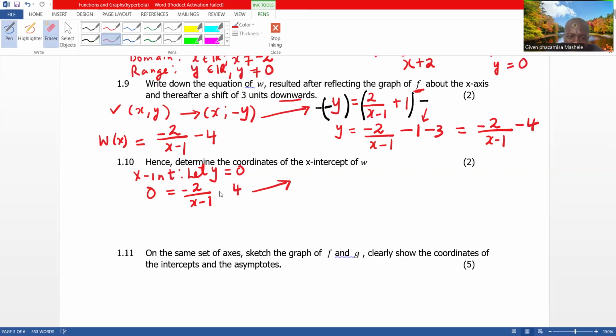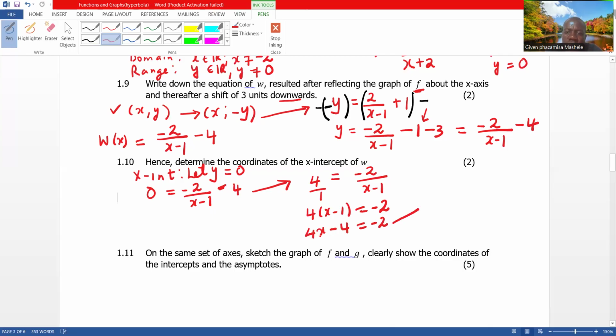Okay, so it's supposed to be negative 4 here. Since it is negative, we're going to transpose minus 4 to the left-hand side. This will be 4 equals minus 2 divided by x minus 1. Since this is a fraction, we divide it by 1, then we cross multiply. We're going to have 4 into x minus 1 equals negative 2. We remove the brackets. This will be 4x minus 4 equals negative 2.